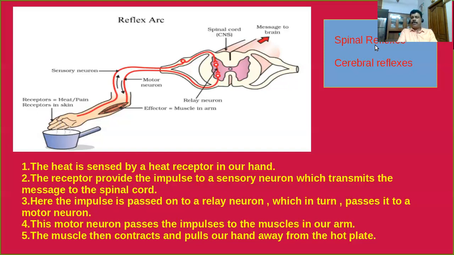But in some types of reflex arc, we can see that it involves the brain also. In some types of reflex arc, the brain is involved rather than the spinal cord only. Such types of reflexes we can collectively call the cerebral reflexes. One of the better examples is the contraction of the pupil of our eye because of bright light. That's actually a good example of a cerebral reflex.